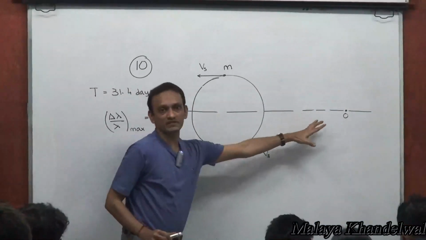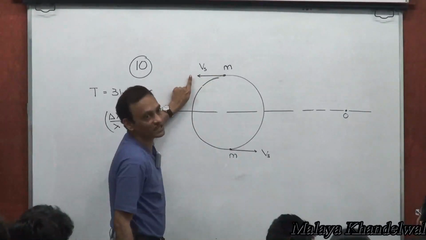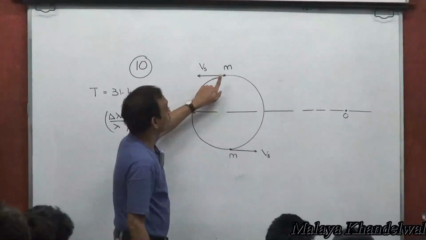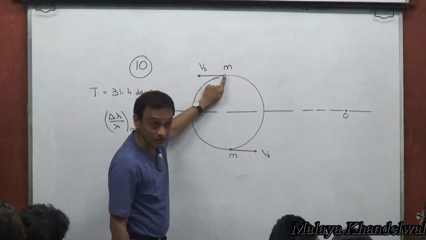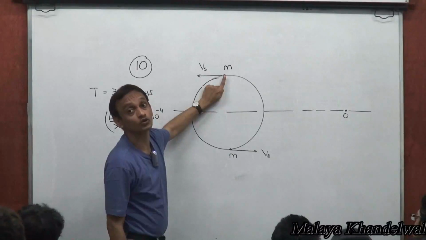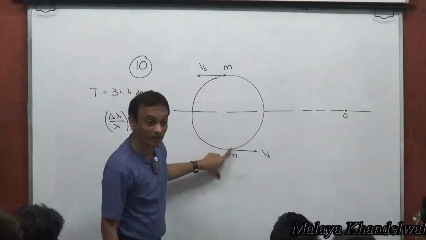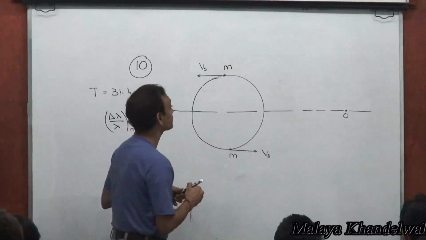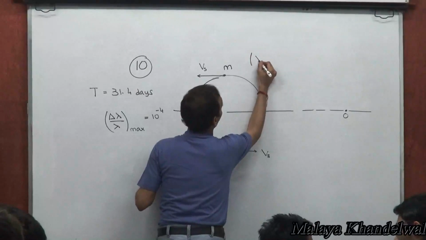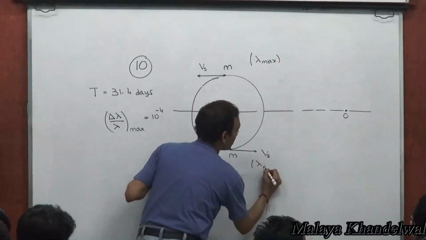Now the observer is stationary. Do you realize that at this point the star is receding away from the observer? So because of the Doppler effect, the wavelength here is going to be a maximum. The wavelength here is going to be a minimum. Wavelength from this will be a minimum. Wavelength from this would be a maximum, right? So in this case, lambda max and this lambda min.